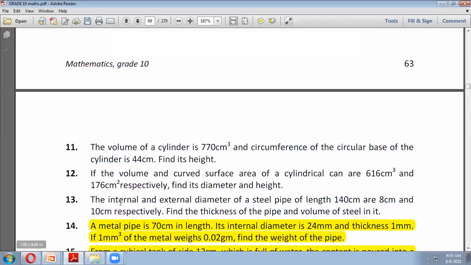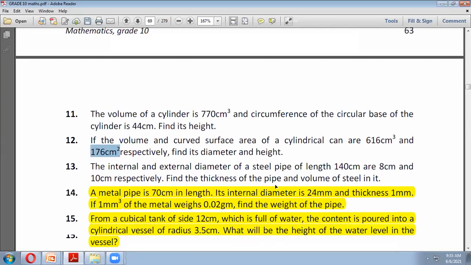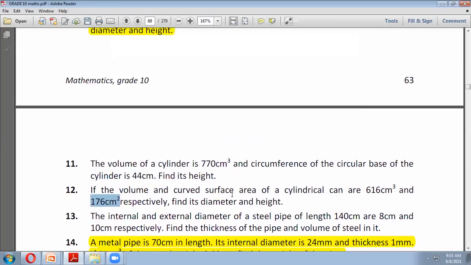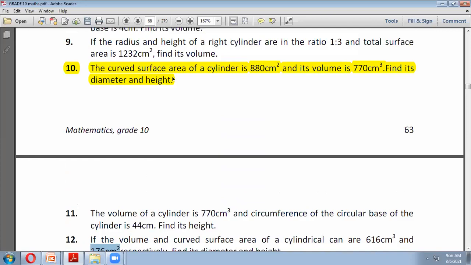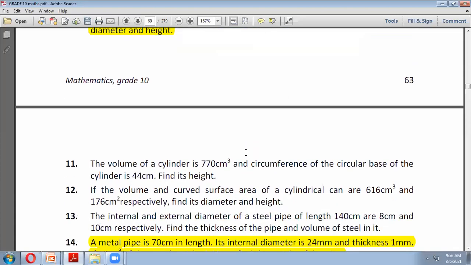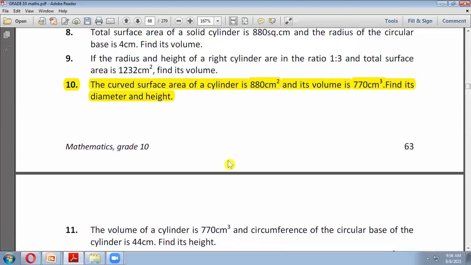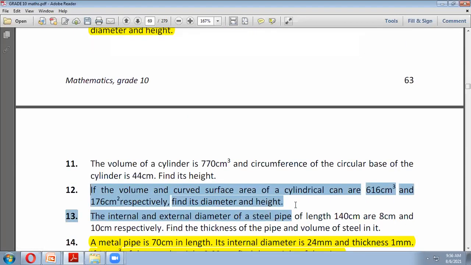Then any next question? Question 12: volume and curved surface area of cylinder are given. Use the formula of volume, use the formula of curved surface area. We will get two equations and solve those two equations as we did in question number 10. Curved surface area and volume were given here. In question number 10, curved surface area and volume were both given, and then we found the diameter and height. 12 is exactly similar to question number 10.